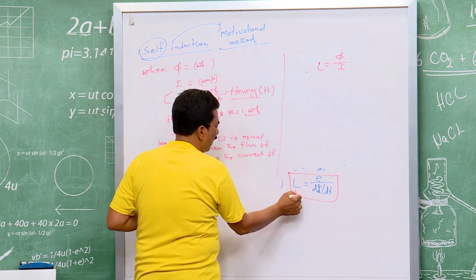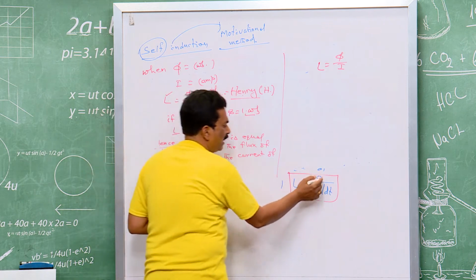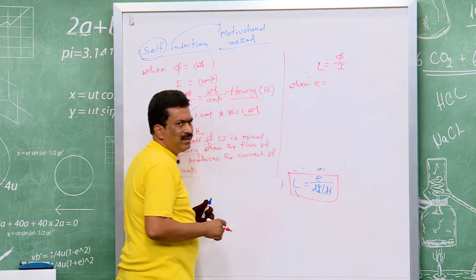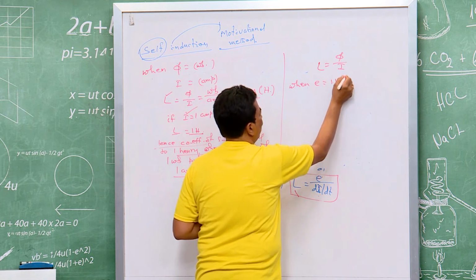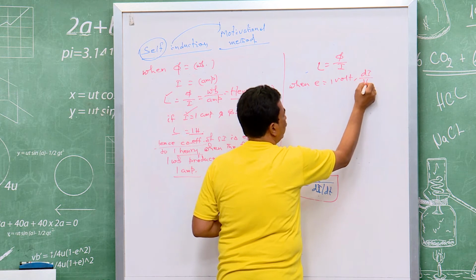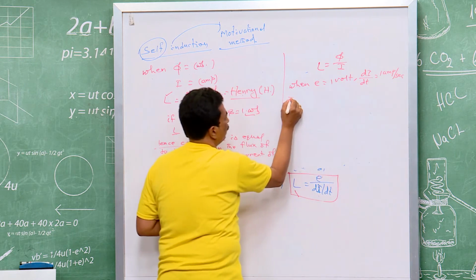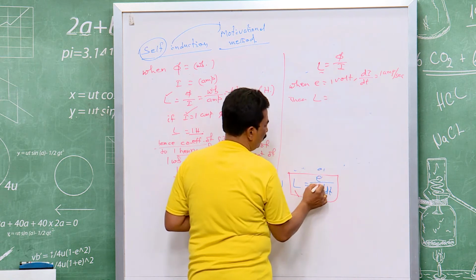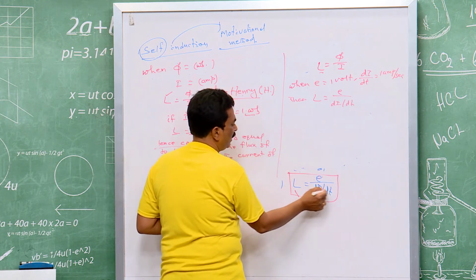The same L is defined as E upon di by dt. So if it is E upon di by dt, then what is E? I said E is the EMF. EMF means the voltage. If E is equal to 1 volt, and di by dt means 1 ampere per second, then this L will be E by di by dt, E by di by dt.